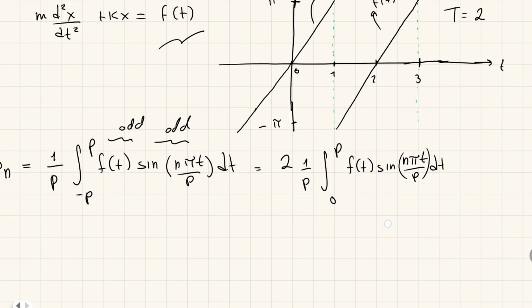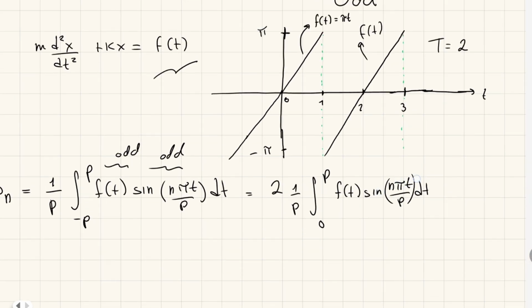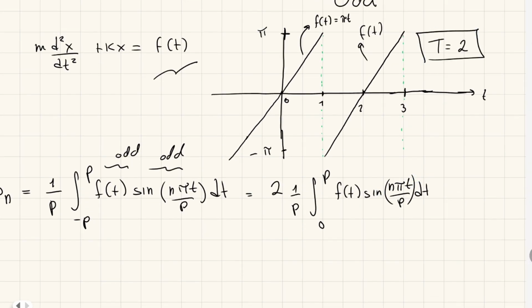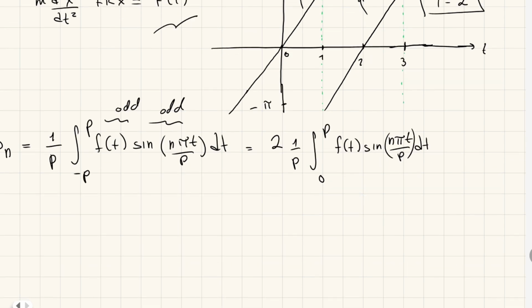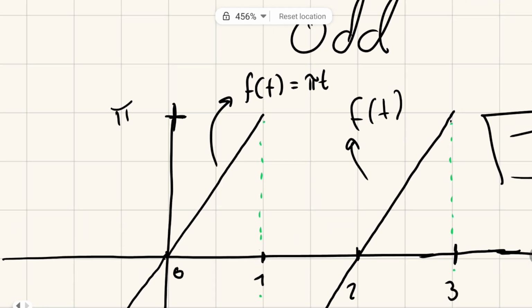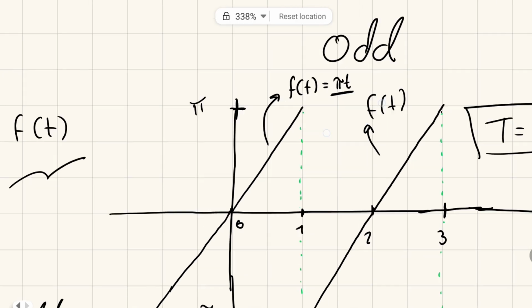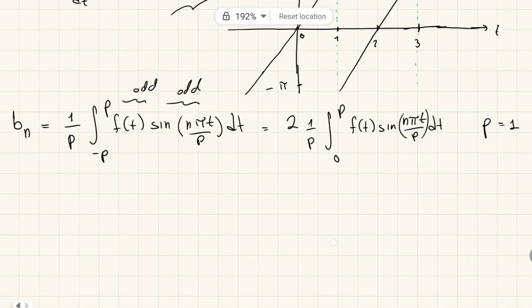Perfect. Okay. So what is the period of the function? Well, we said that it was 2, but looking at p, well, p is half of the period. So p in this case is going to be equal to 1. And we said here that f of t was equal to pi t. Perfect. So that means that we have all the pieces to calculate b sub n.